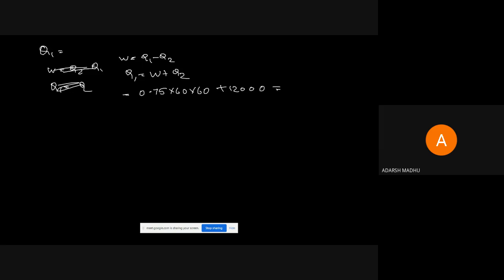So this is the value of Q1, that is heat transferred in kilojoule per hour. W is in kilojoule per hour and Q2 is in kilojoule per hour, so the total value will be in kilojoule per hour, that is 14700 kilojoule per hour, right? Okay.